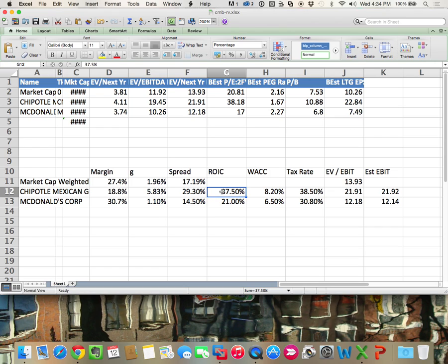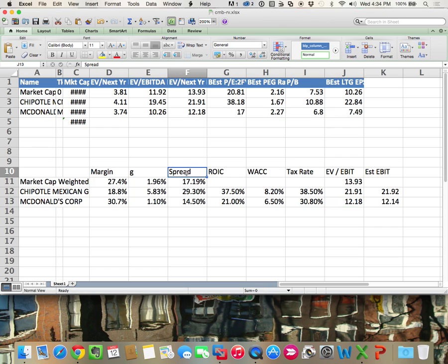Okay. So the idea here is that using the key value driver formula, we basically solve for the G, given the margin, the ROIC, the WACC, the tax rate, and the actual EV to EBIT. Specifically, EV to EBIT is these other factors.